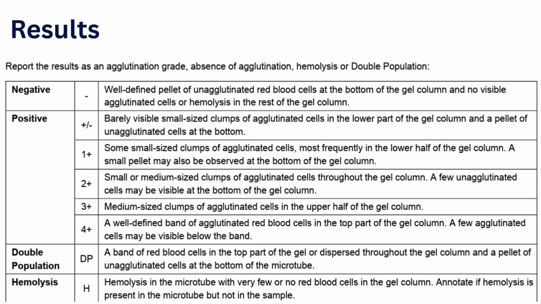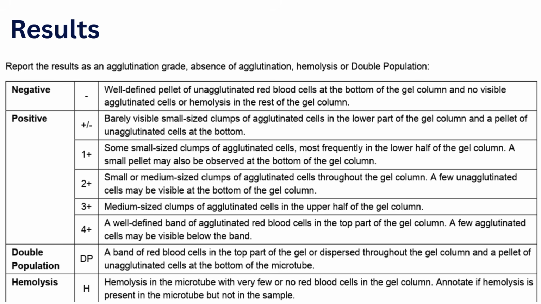We have a 4 plus, which is a well-defined band of agglutinated red blood cells in the top part of the gel column, and a few agglutinated cells may be visible below the band. We also have DP: a band of red blood cells in the top part of the gel or dispersed throughout the gel column, and a pellet of unagglutinated cells at the bottom of the microtube.